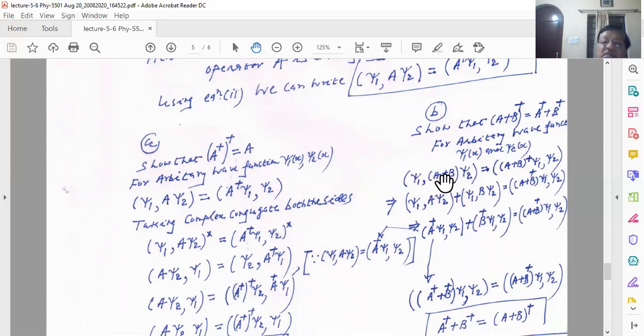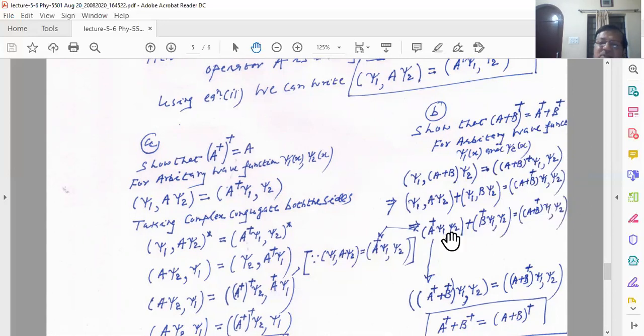It's very clear. This entire scalar product can be written as a scalar product of psi 1 with A psi 2 and a scalar product of psi 1 with B psi 2. And here this term remains as it is, (A plus B) dagger psi 1, psi 2. Now you know A is Hermitian, so I can write psi 1, A psi 2 as A dagger psi 1, psi 2, and this also as B dagger psi 1, psi 2, using the property of Hermitian operators, and this term is kept as it is.